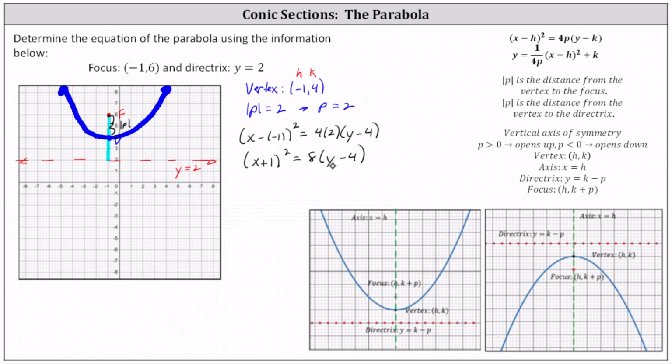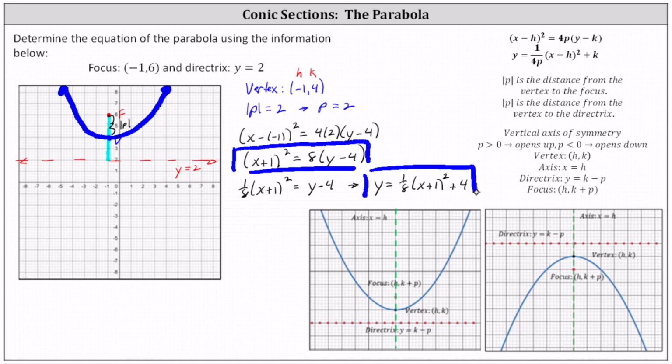But if we did want to solve this for y, the first step would be to multiply both sides by 1/8, which gives us 1/8 times the square of (x plus 1) equals y minus 4. The last step would be to add 4 to both sides, which would give us y equals 1/8 times the square of (x plus 1) plus 4. These two equations are equivalent, and therefore both forms should be acceptable.